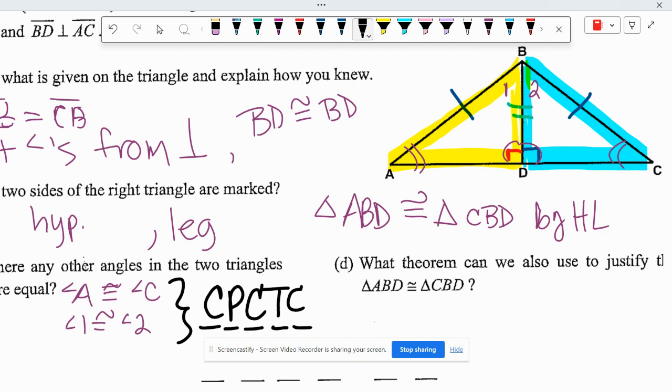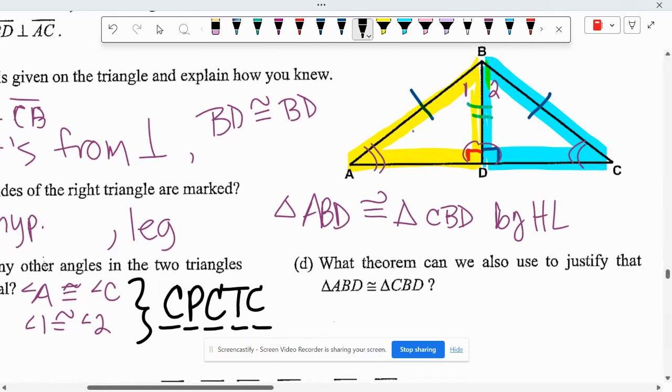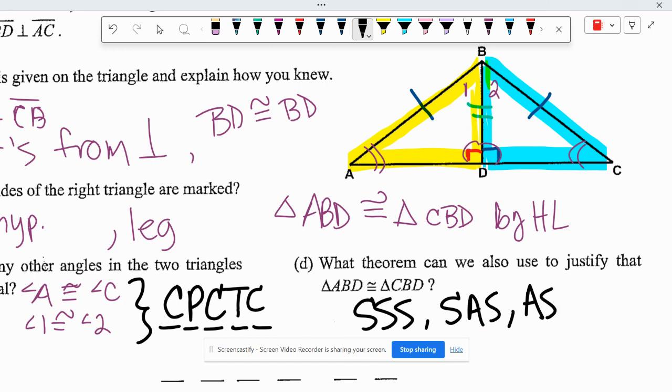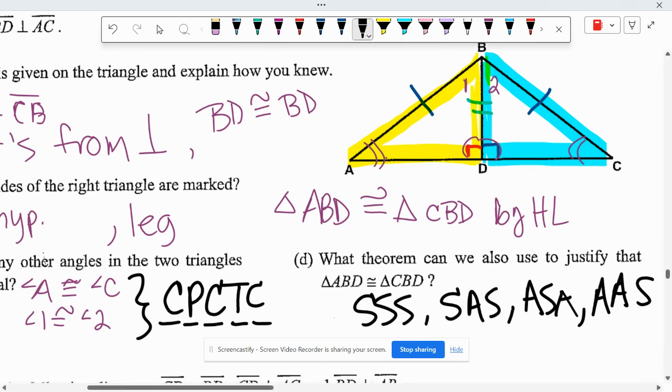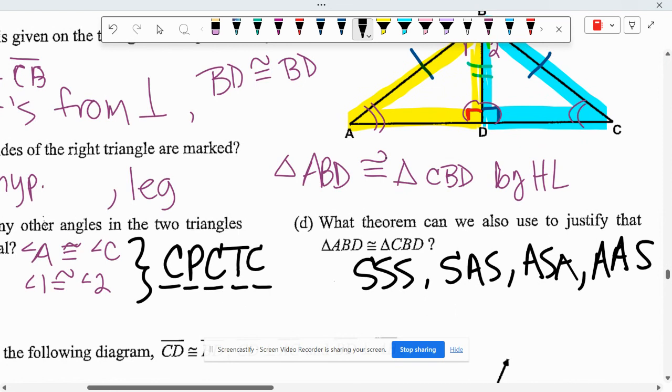So what other theorems could we use to justify this? Because we don't have to use hypotenuse leg. We could also use side, side, side. We could use side, angle, side. We could use angle, side, angle. And angle, angle, side. Okay, you can use all of the theorems when you have right triangles, but hypotenuse leg is the quickest.